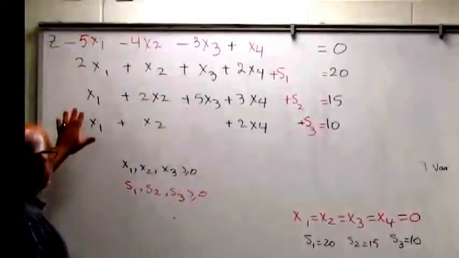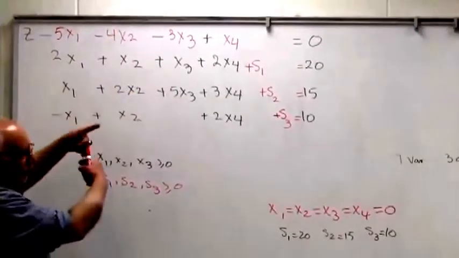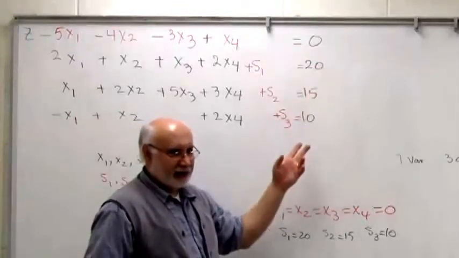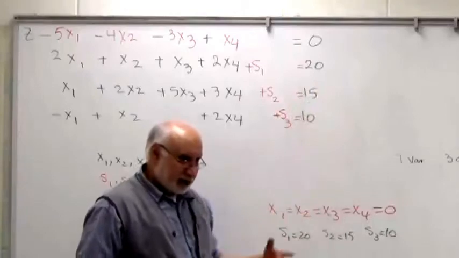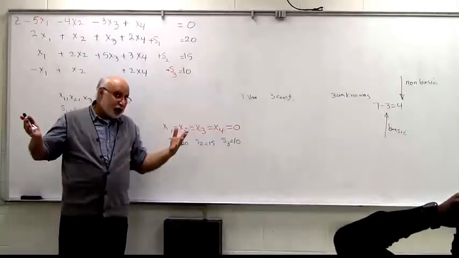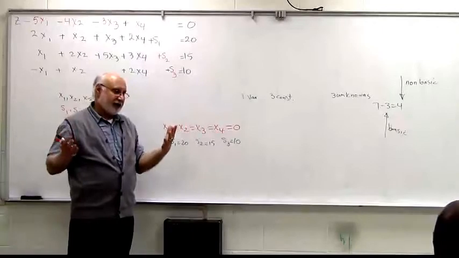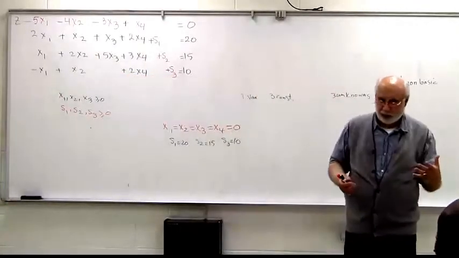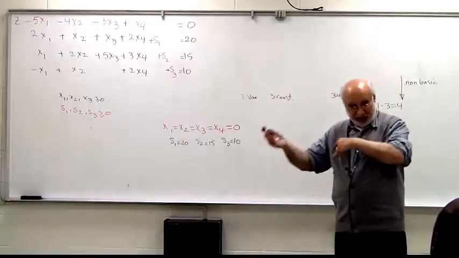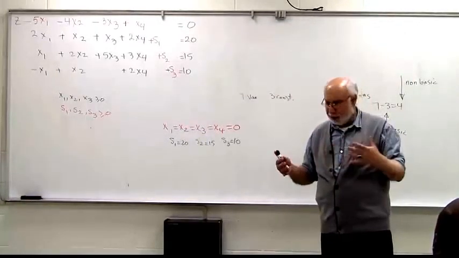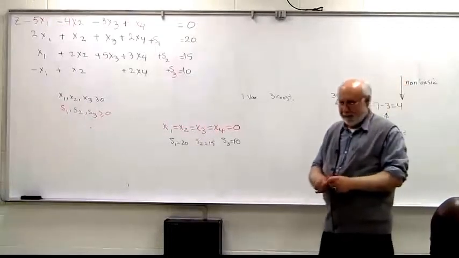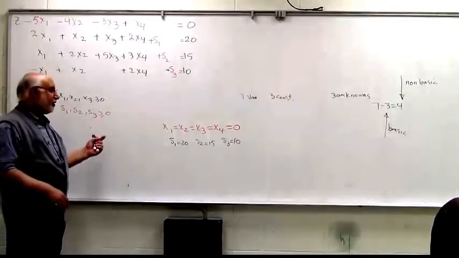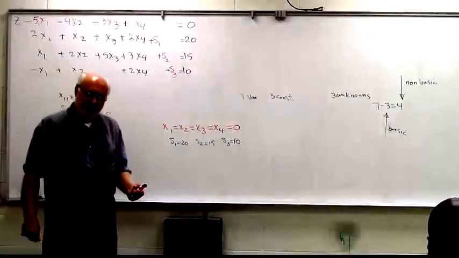The problem with this is that there's no guarantee that after you do all those things, these values remain positive. So by just trying to get a feasible solution like that, you may not be able to get one. You would end up with an extreme point, but that extreme point may not be a feasible extreme point.